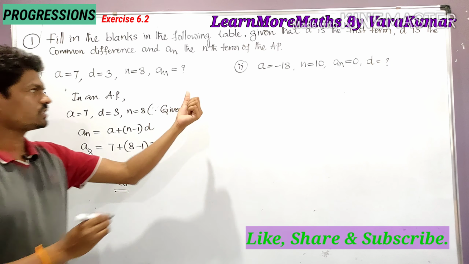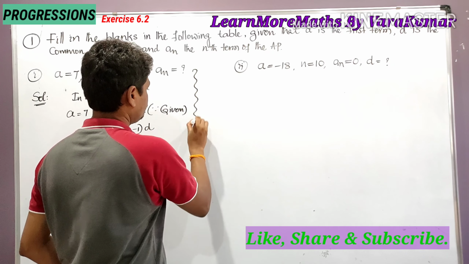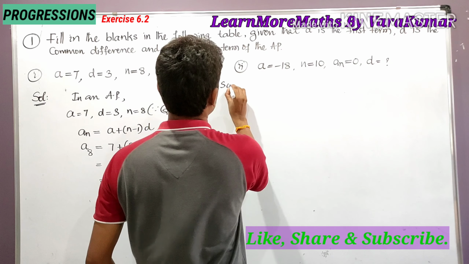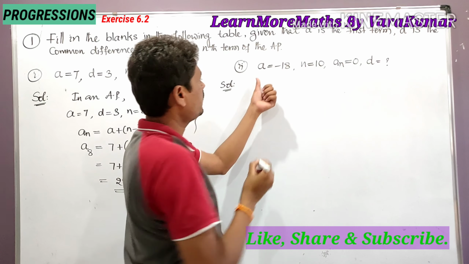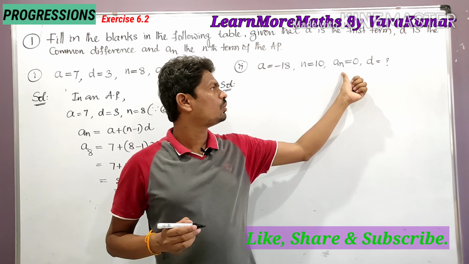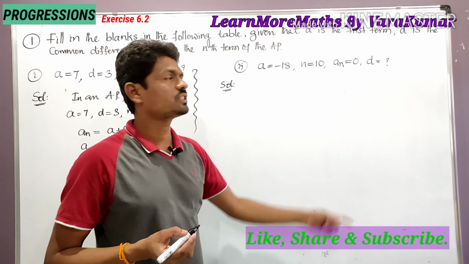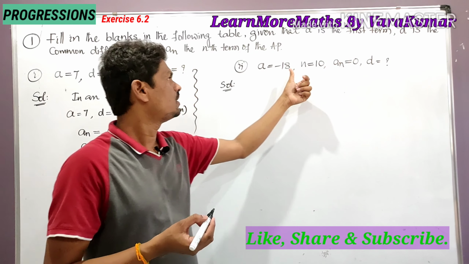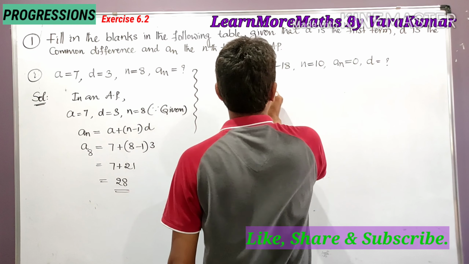This is the first bit. Next we have to solve the second bit. So see, student, what he has given in the second bit. A is equal to minus 18, N is equal to 10, AN equal to 0, D is equal to how much? He is asking us to find the common difference.